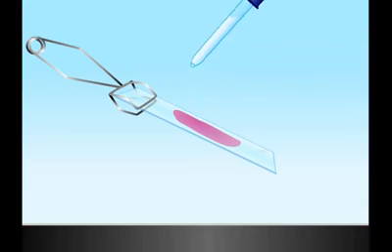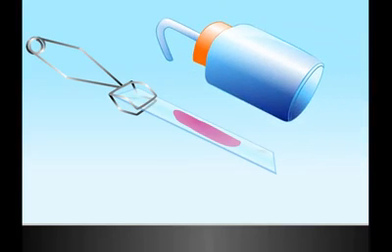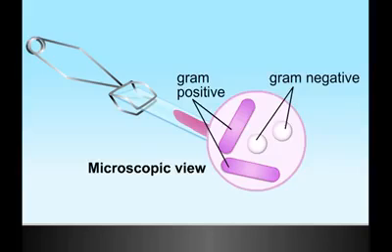Even gram-positive cells can lose the crystal violet iodine complex during prolonged, excessive decolorization. Excess ethanol is then washed off with water. When viewed under the microscope, gram-positive cells appear purple and gram-negative cells are colorless.